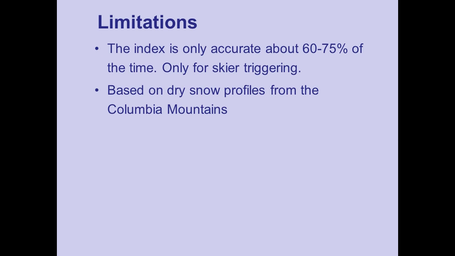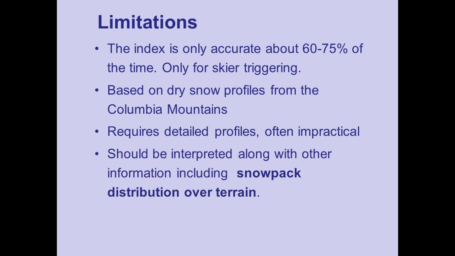Profiles from other snow climates have been analyzed. See the 2002 ISSW paper by McCammon and Schweizer and the 2004 paper by Schweizer and colleagues. The method requires fairly detailed profiles. Doing a snow profile on each avalanche slope to be skied or snowmobiled is impractical. Structural instability indices, such as the count of yellow flags, should be interpreted along with the avalanche observations, recent weather, the results of instability tests, observations of fracture character, and of course, snowpack distribution over terrain.